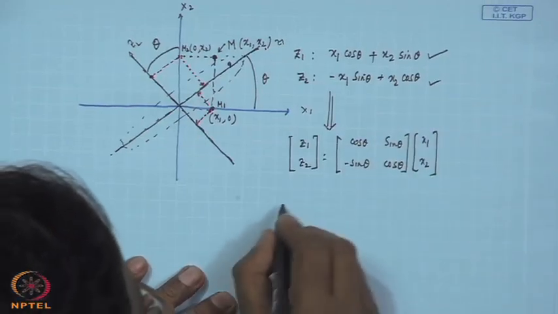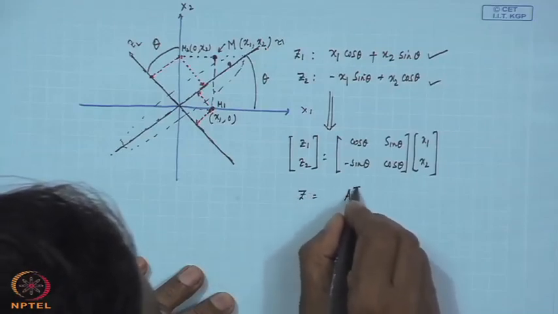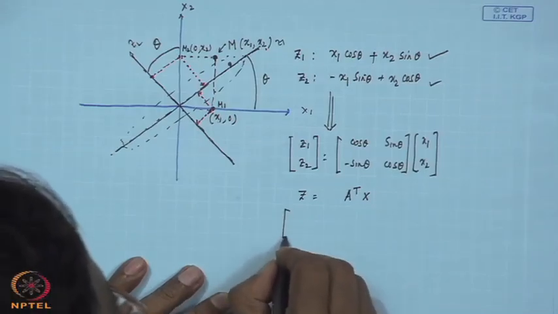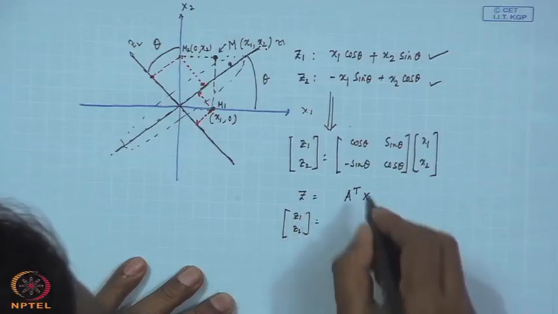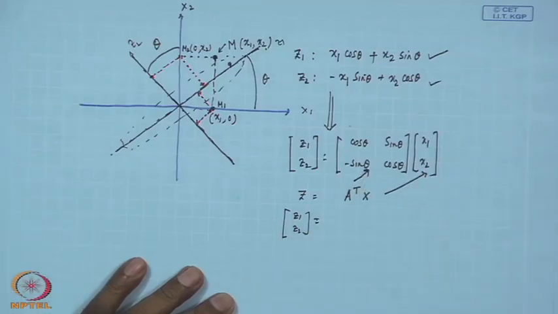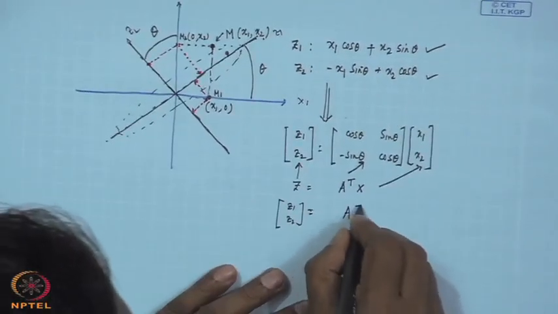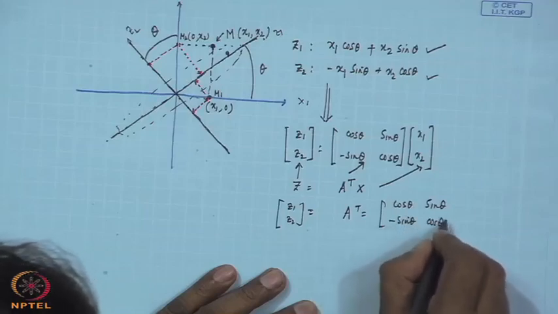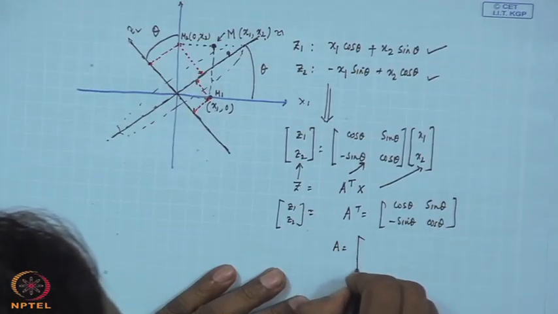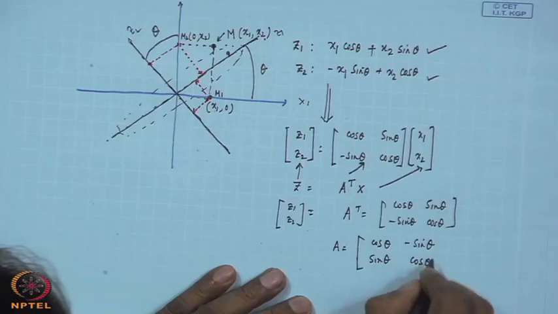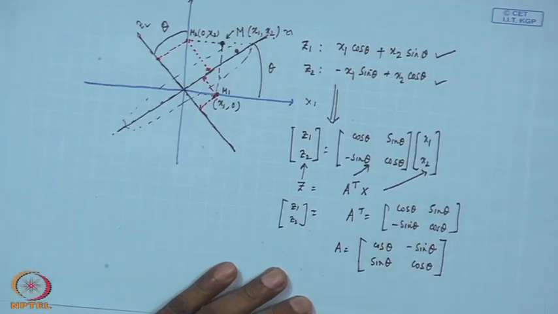Okay. So, then I can write this as z equals A transpose x, where z is nothing but this one, z1 z2, and A transpose, this one we are calling A transpose, and this is your x and this is your z. So, if I do like this, then A transpose equals [cos theta, sin theta; minus sin theta, cos theta]. So, then what is the A matrix? Transpose of transpose, this will be [cos theta, minus sin theta; sin theta, cos theta]. This is the row transformation.